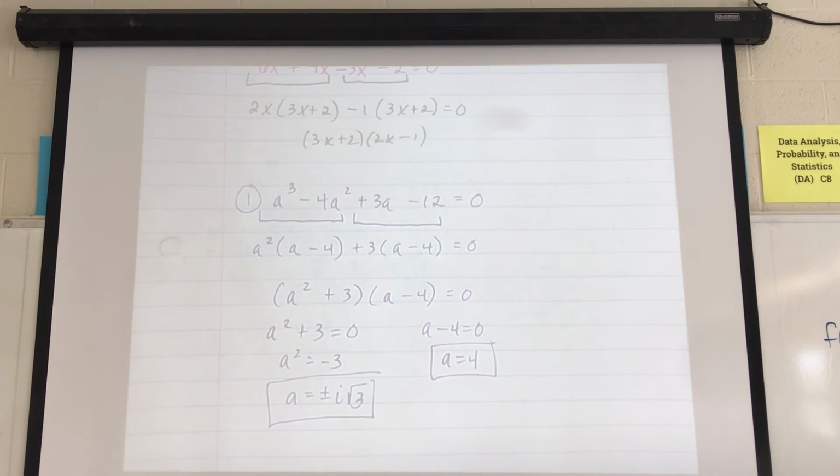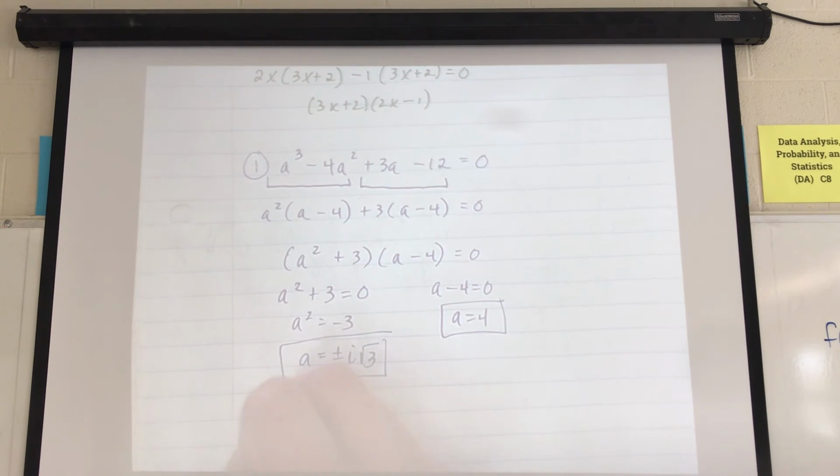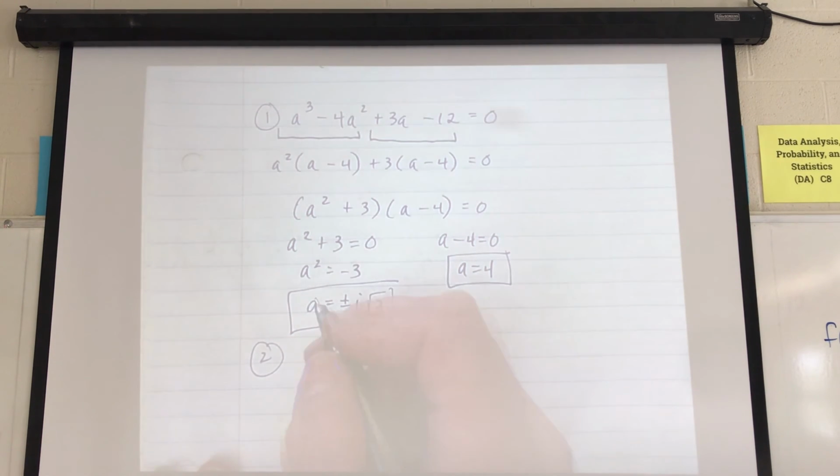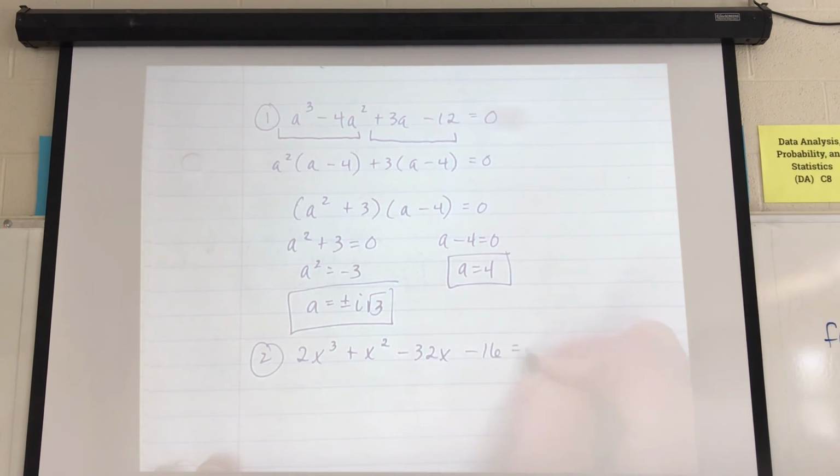I'll give you a factoring by grouping problem to do. Number 2. Let's do that one.